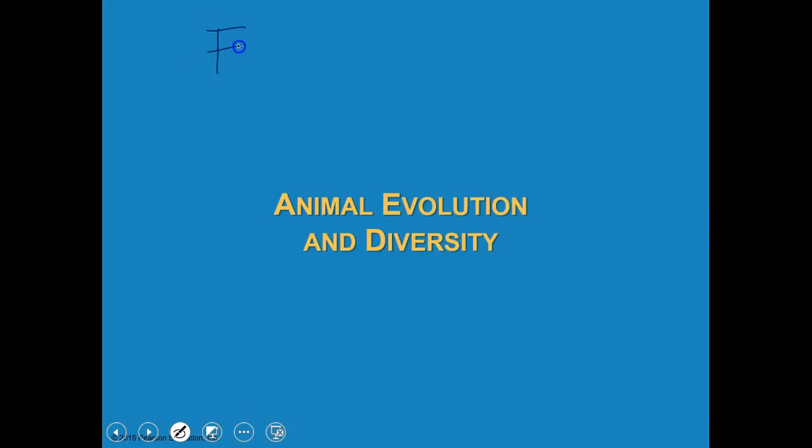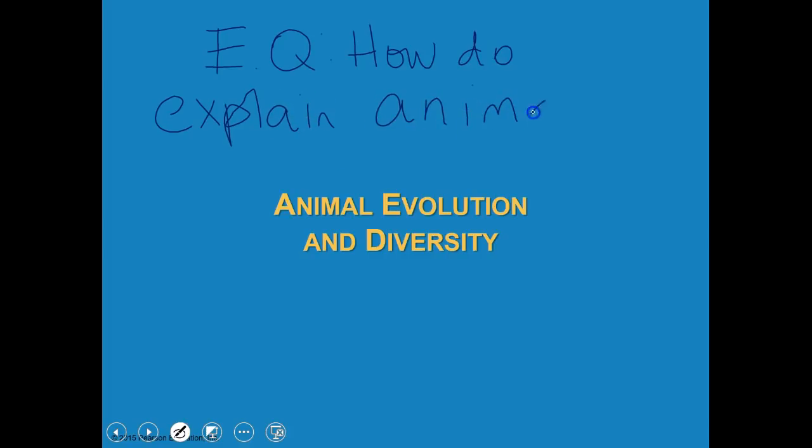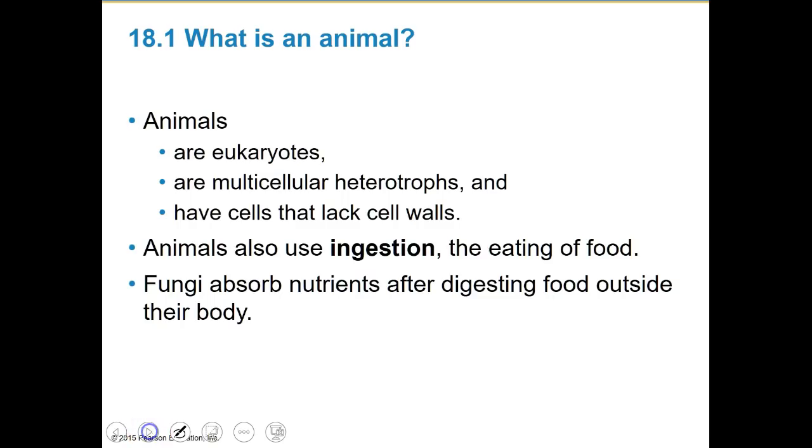But here's what we need to start with: we need to give this an essential question. So our essential question is, how do we explain animal diversity? Some of this is going to start with body plan, which is one of the things that you need to cover in your presentation. So how do we explain, or maybe describe is a better word, how do we describe animal diversity?